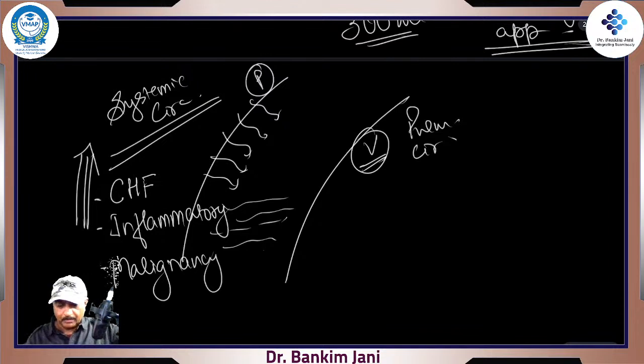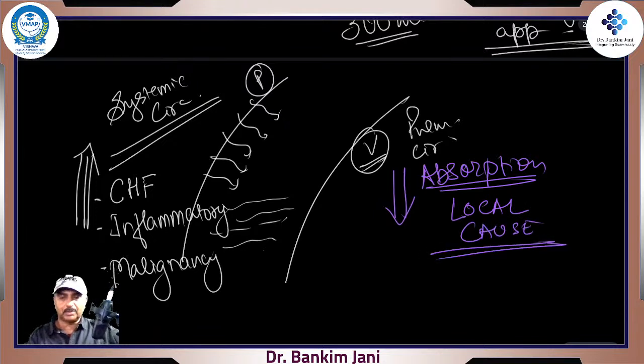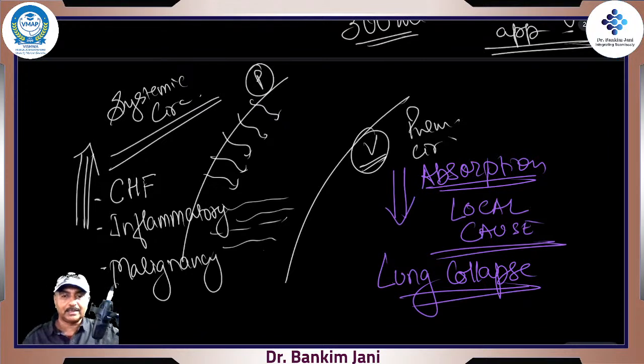Against that, if everything is fine but there is decreased absorption, unable to absorb, then there has to be a local cause. Something should go wrong with the lungs. The commonest is lung collapse. So the lung has collapsed, the surface has decreased, it is unable to absorb, so there is an increase in the fluid. These are the commonest ways it can occur.